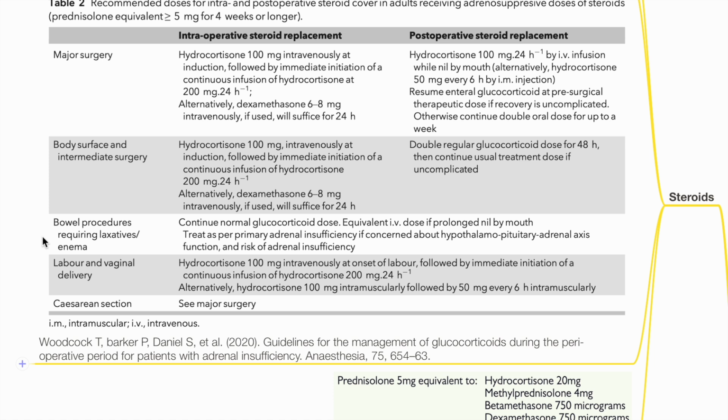For labor and vaginal delivery, administer hydrocortisone 100 mg IV at the onset of labor, followed by immediate initiation of continuous infusion of hydrocortisone 200 mg over 24 hours. Alternatively, provide IM hydrocortisone 100 mg followed by 50 mg 6 hourly via IM route. Recommendations for caesarean section is as for major surgery.